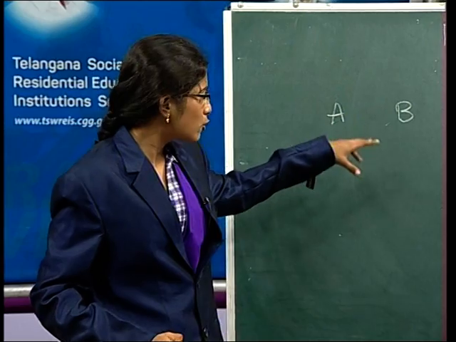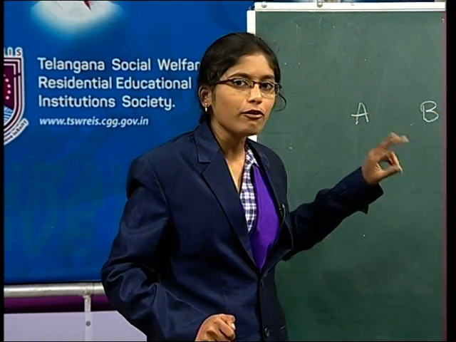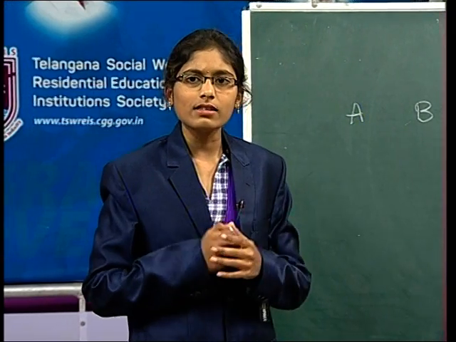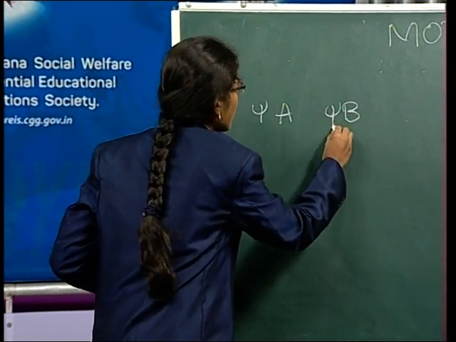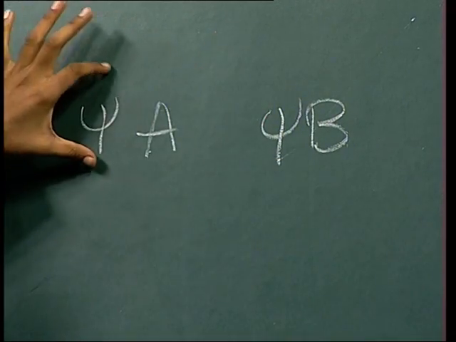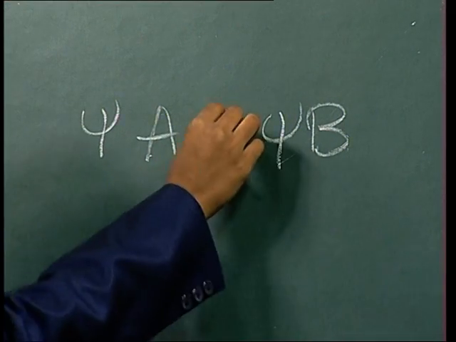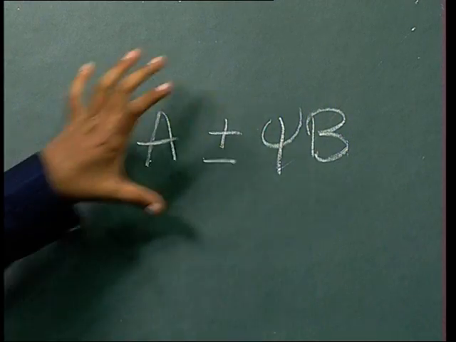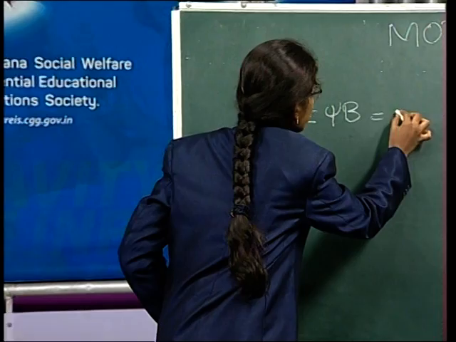So, as I told you earlier, according to wave mechanics, the atomic orbitals are expressed by wave functions. What is the symbol of wave functions? Yes, psi is the symbol of wave functions. So, what happens if two atomic orbitals combine? Yes, if two atomic orbitals combine, a molecular orbital is formed. So, psi molecular orbital.